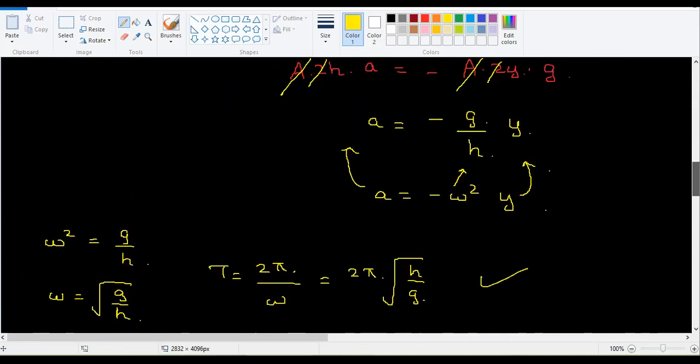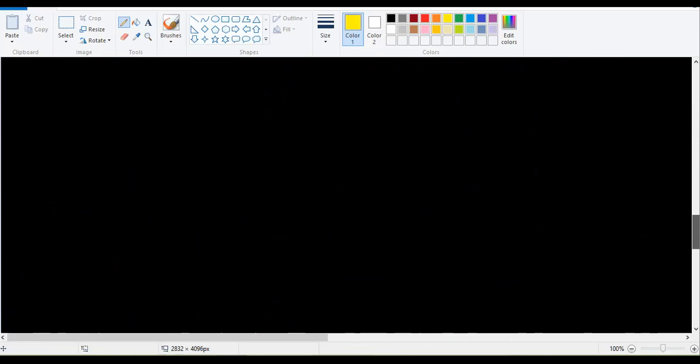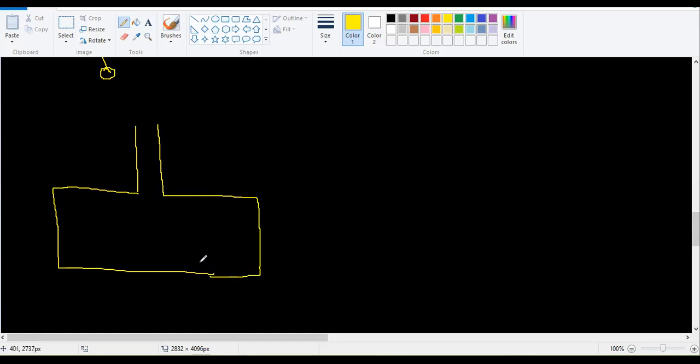Okay, so that was the second derivation. The third derivation is also given in your book back questions. Imagine that this is a very big tank, something like an air tank which you see in the two-wheeler shops. It's a huge tank, and let's say there's a very small opening here.